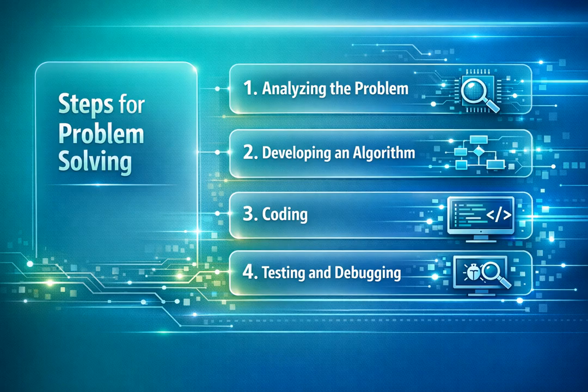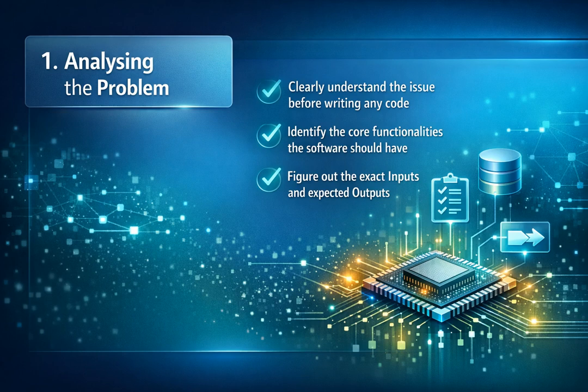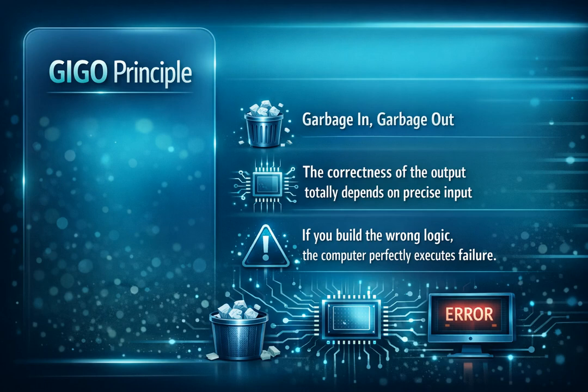Professional engineering breaks problem solving into 4 rigorous steps: analyzing the problem structurally, developing a conceptual algorithm, actual coding, and finally, testing and debugging the logic tightly. Step 1 is analysis. You must intimately understand the core issues before writing any syntax. Developers meticulously isolate the explicit inputs they have and mathematically define the exact outputs they need. This enforces the famous computing principle of GIGO, garbage in, garbage out. A computer executes math flawlessly. If your underlying business logic is flawed, the compiler simply calculates that failure flawlessly.